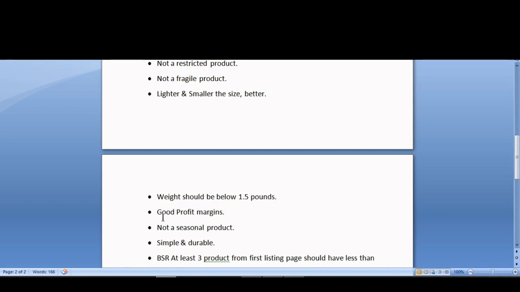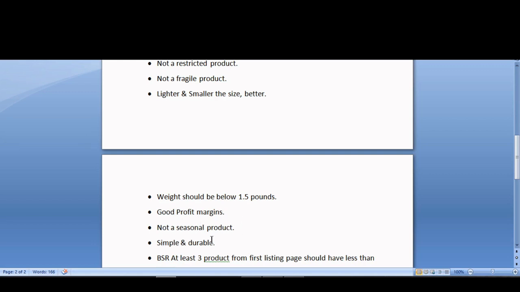So a product should have good profit margins. You can check if a product is profitable or not with the Amazon FBA Calculator. You can search for it on Google, Amazon FBA Calculator, and the first one pops up. And a product should not be seasonal, as I mentioned earlier in my previous video.